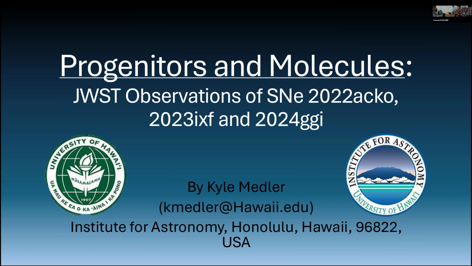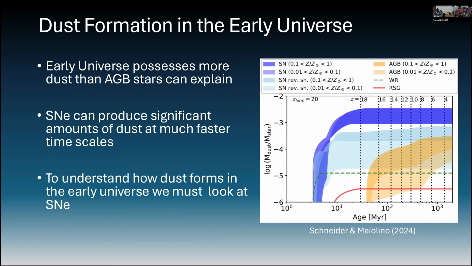Thank you. Hello, I'm Kyle. I work as a postdoc at the University of Hawaii, and today I'm going to talk about progenitor structure or ejecta structure and molecules that we observed in JWST observations of 3 type 2 supernovae. Let's start off with a bit of background.